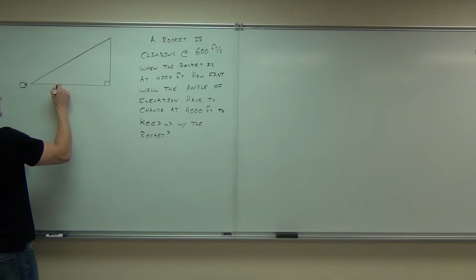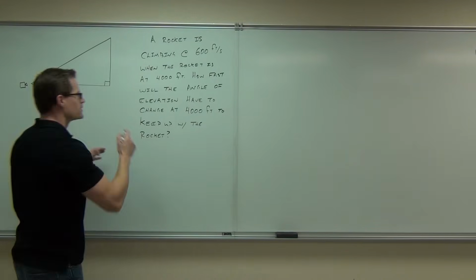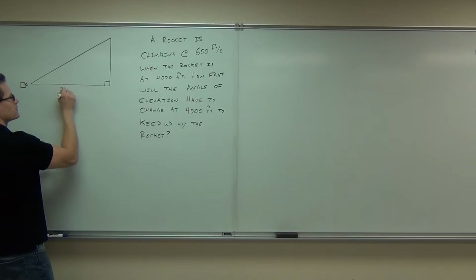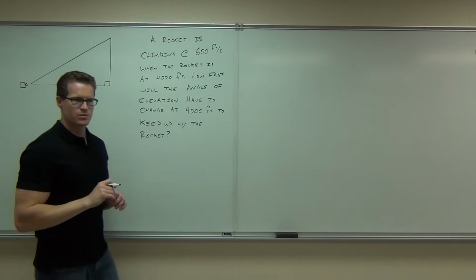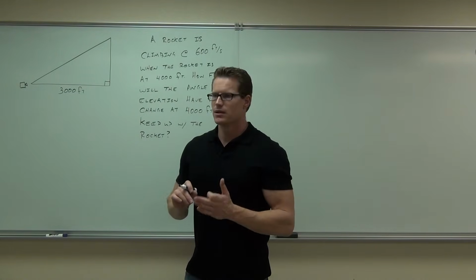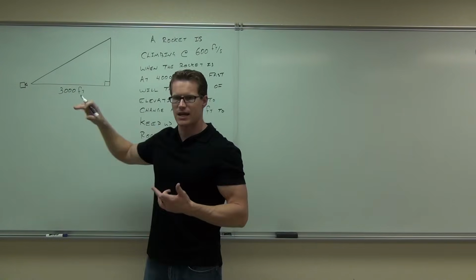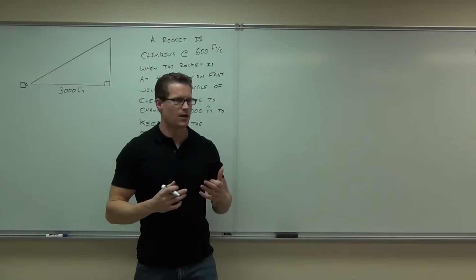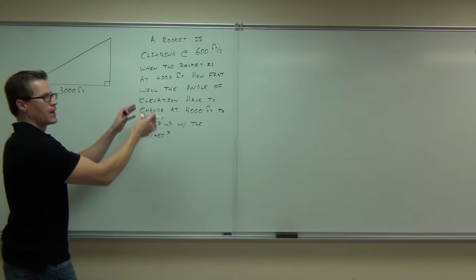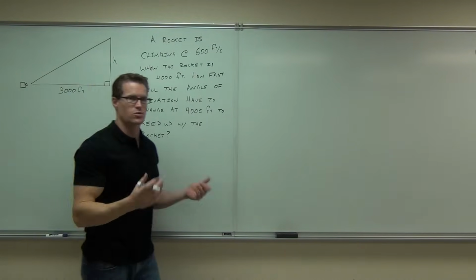Well, now here's the deal. When we start out, this distance is going to be fixed. And let's say that we're 3,000 feet away from the rocket. So our camera's not going to move, and the rocket is going straight up. Do you get the idea? Now, because we have this rocket's height, the rocket's height is going to be changing. Are you with me on that? So we can't just call this 4,000 right now. We do have to call it h, because that is a variable that's going to be changing throughout our problem.